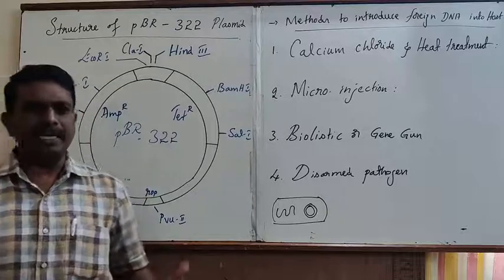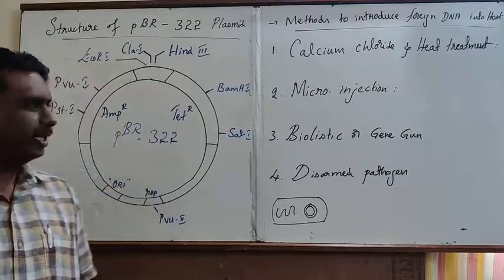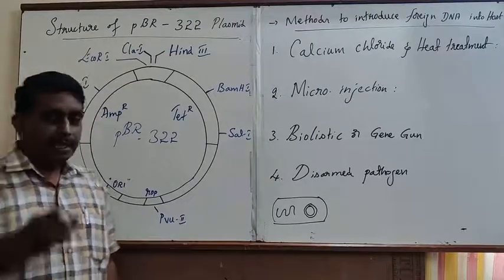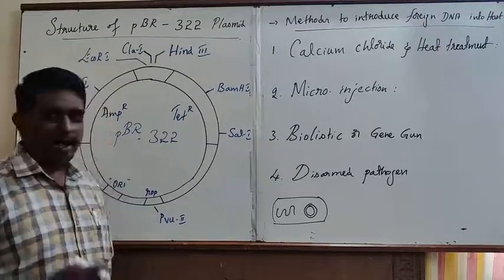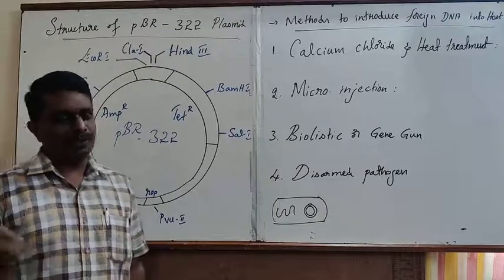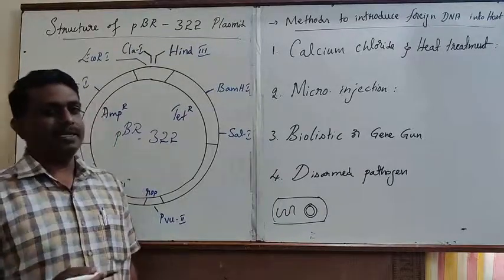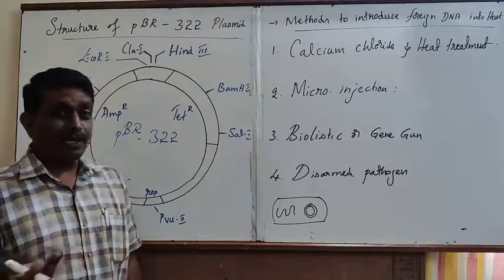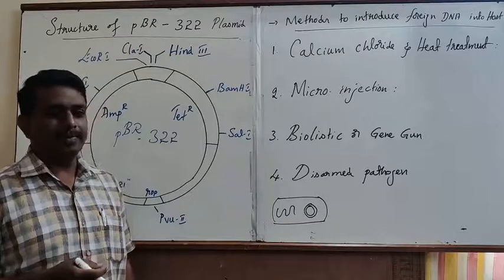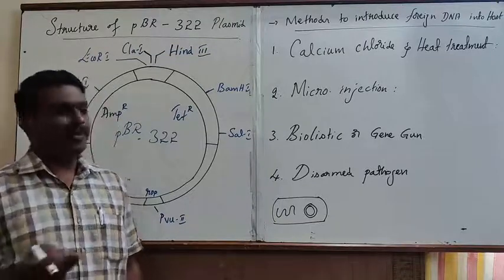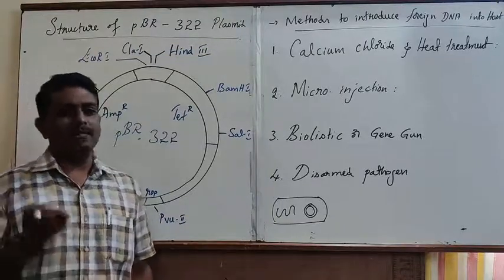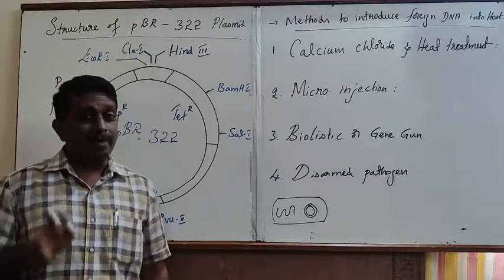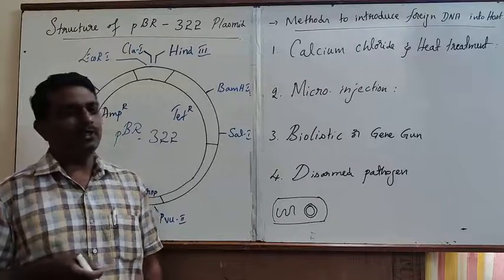Plasmids exhibit a great degree of diversity. Their size may range from 2000 base pairs to 1 lakh base pairs. The number of plasmids in the bacteria is also highly variable, ranging from 1 to 20.